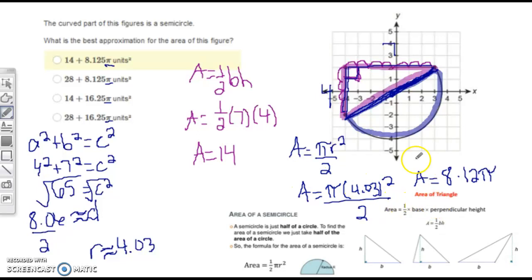All right, so now I'm going to take my area of the triangle and my area of the semicircle and add them together. The area of the triangle is 14, so it can't be 28. Then I add that to the area of the semicircle, which was 8.125 pi. So that one's my answer.